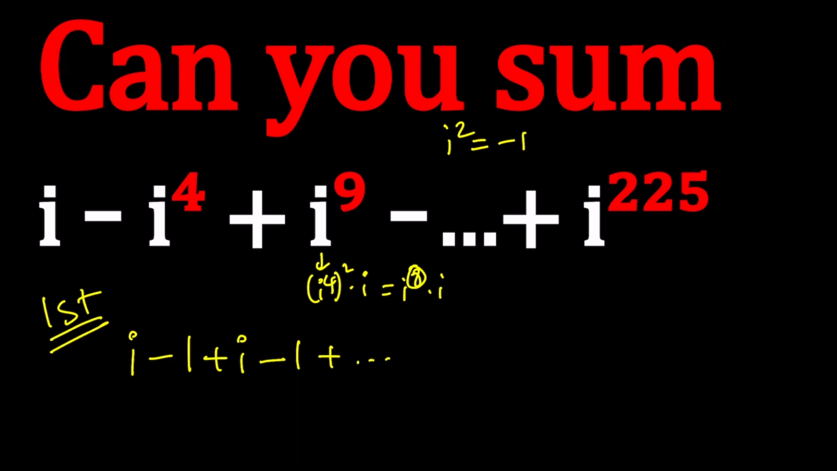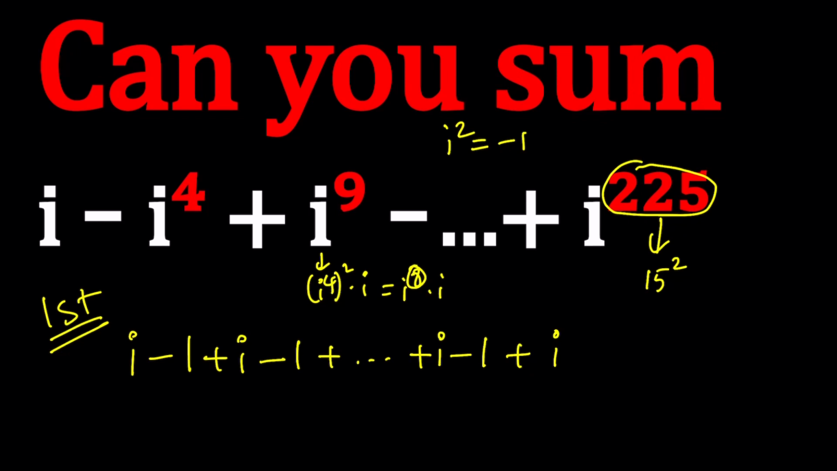So we can think of this as pairs. And notice that i to the power 225 is 15 squared, and this is an odd number, so it is going to come with a plus sign. So the last term is going to have a plus sign, which means we're going to have an i minus 1 and then a plus i at the very end. And if you look at i to the power 225, it leaves a remainder of 1 upon division by 4. Therefore, it leaves a remainder of 1, which means i.